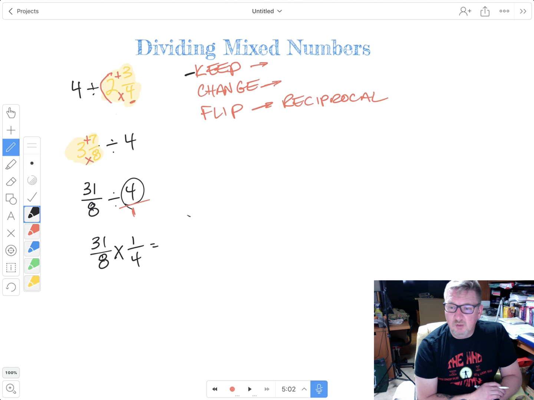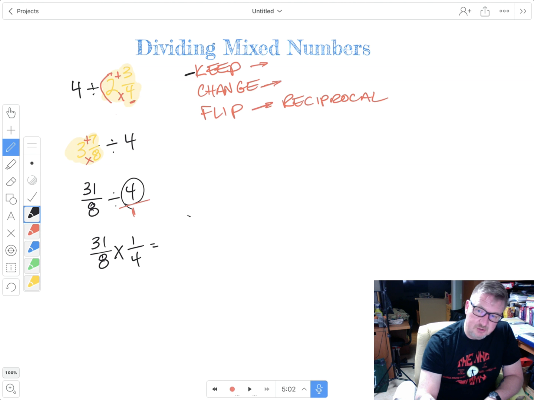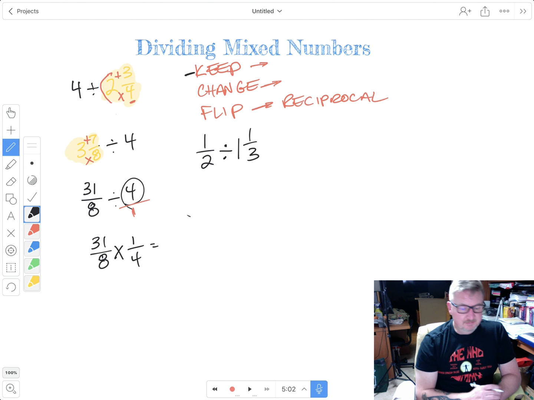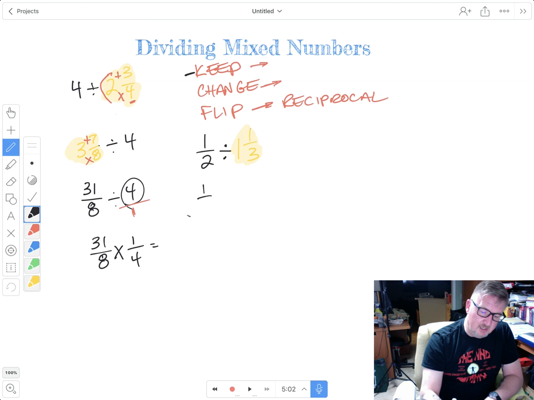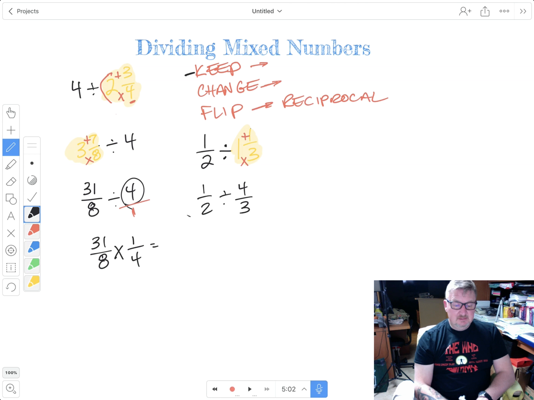How about that? Next one. How about a fraction and a mixed number? So I have 1/2 divided by 1 1/3. All right. Once again, first thing I need to do is take this mixed number, turn it into an improper fraction. So let's back up here and say 1/2 divided by, and then 3 times 1 is 3, plus 1 is 4. So I'm going to have 4 over 3.